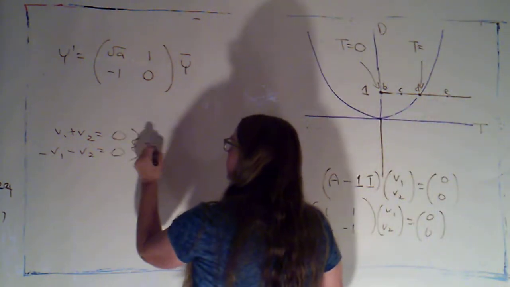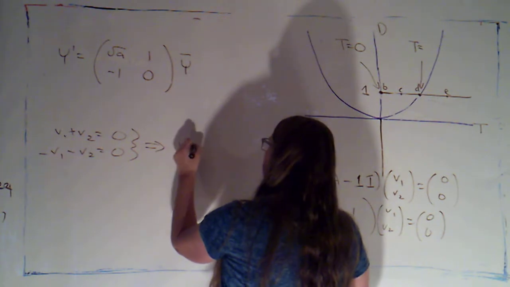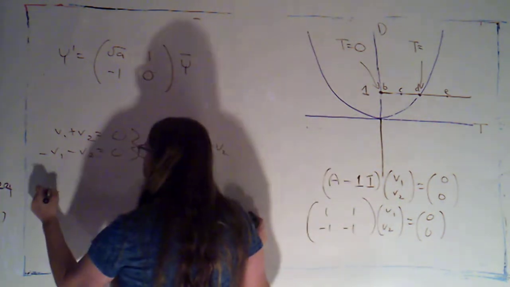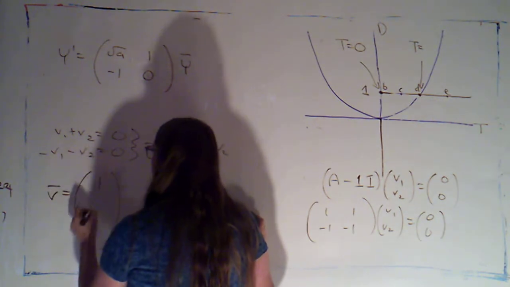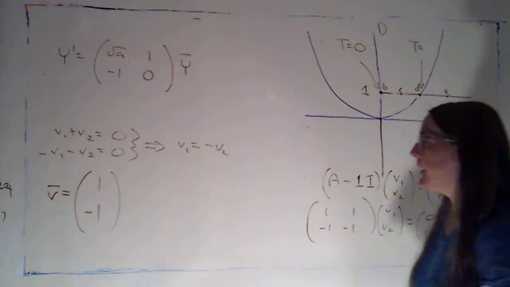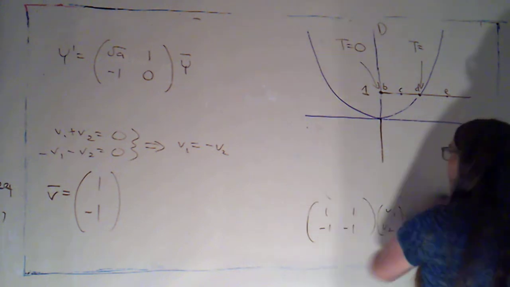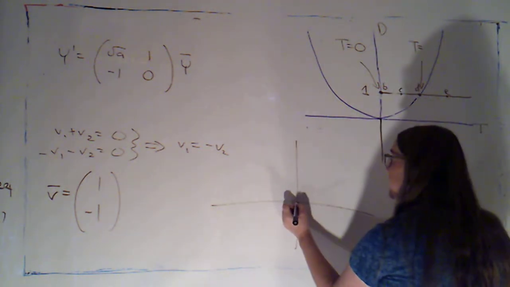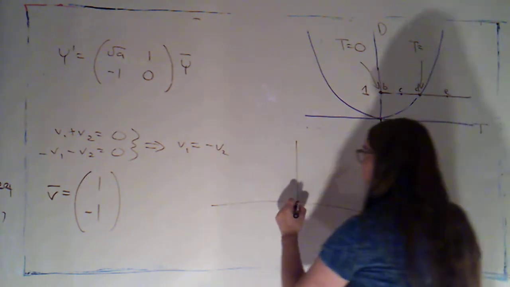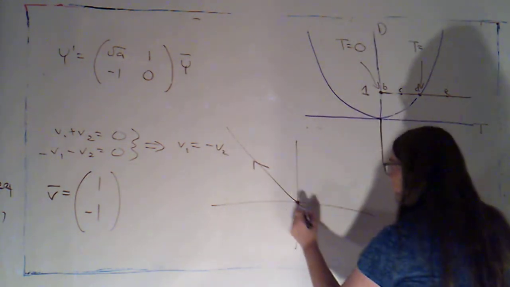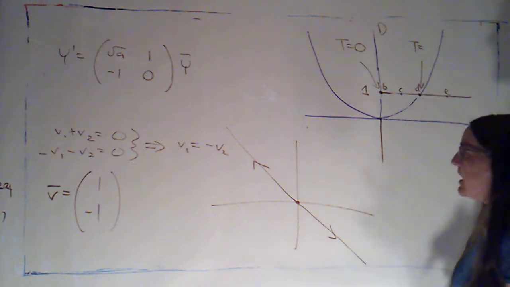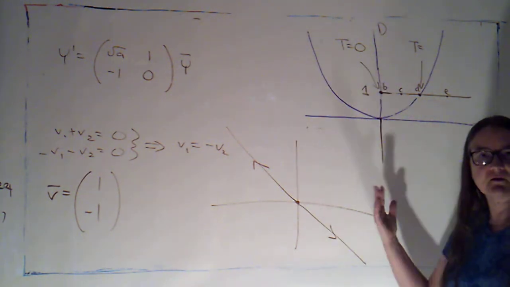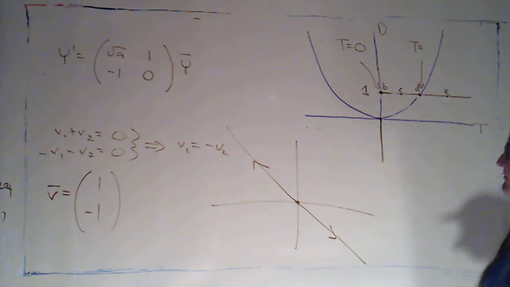So I can solve this system, but there are infinitely many solutions. This just means v1 has to be the opposite of v2. So I'm going to take as my eigenvector 1, negative 1. So that gives me my straight line solutions. I'm going to have my equilibrium solution at the origin. I'm going to have straight line solutions on the line determined by 1, negative 1, or y equals negative x, or x equals negative y, however you want to think of that.